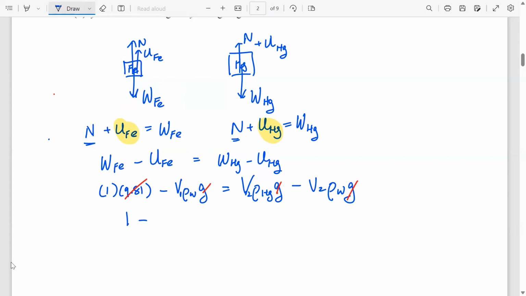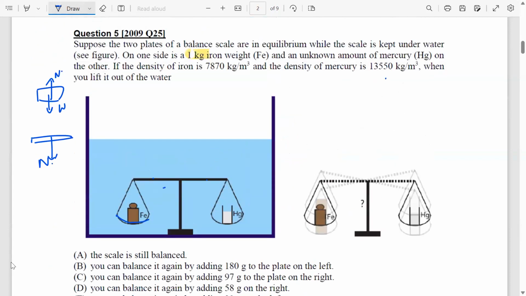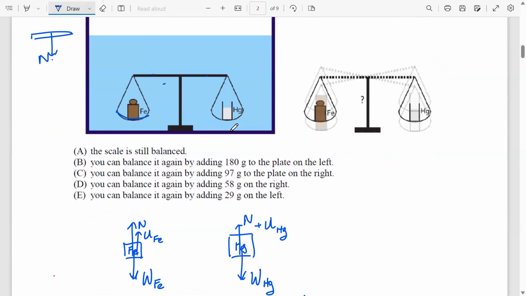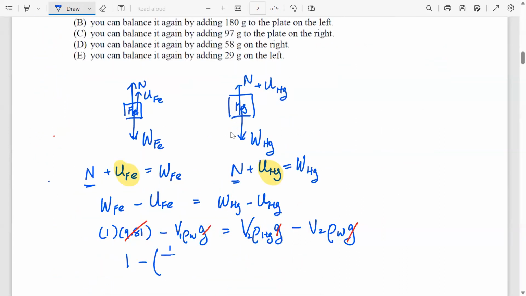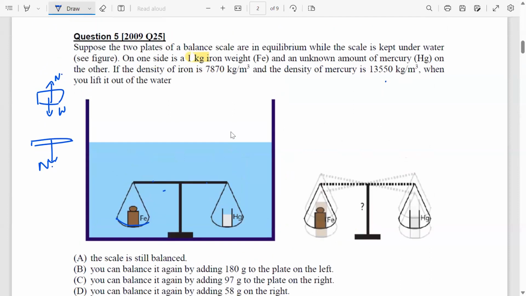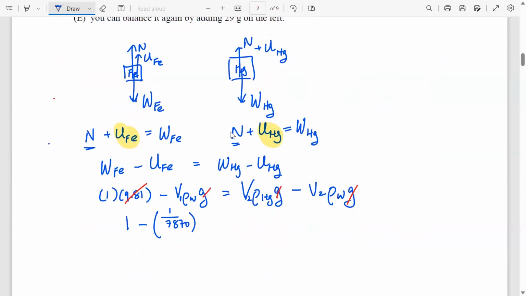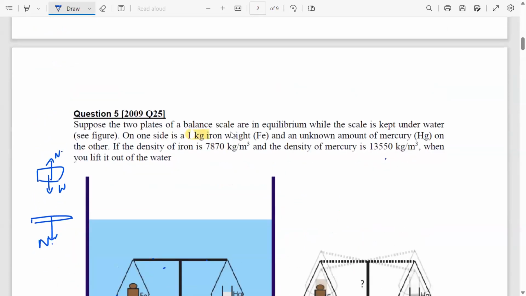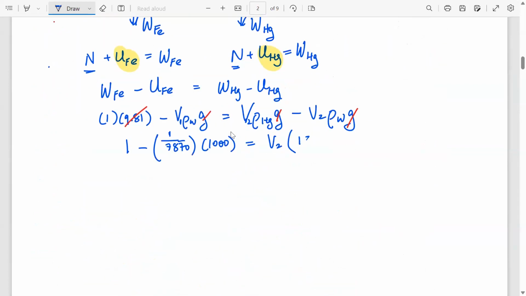So 1 minus the volume, which is actually mass over density, so 1 over 7870. Density of water, if I'm not wrong, this should be given in the list of constants. So it will be 1000, equals V2, density of mercury, which is 13550, minus 1000.